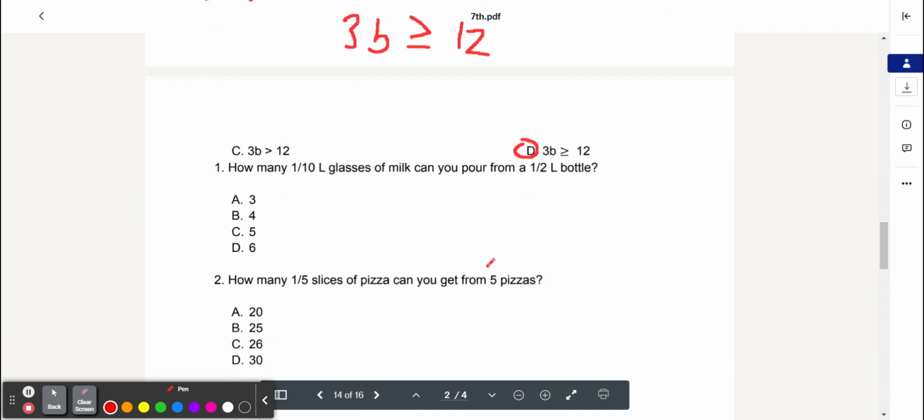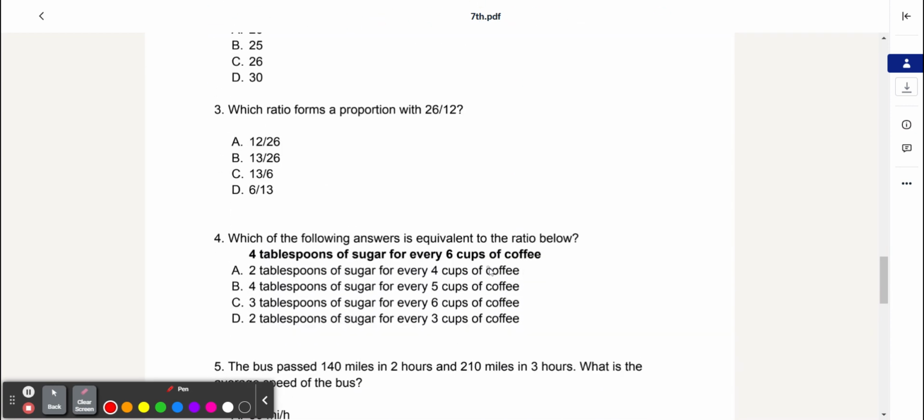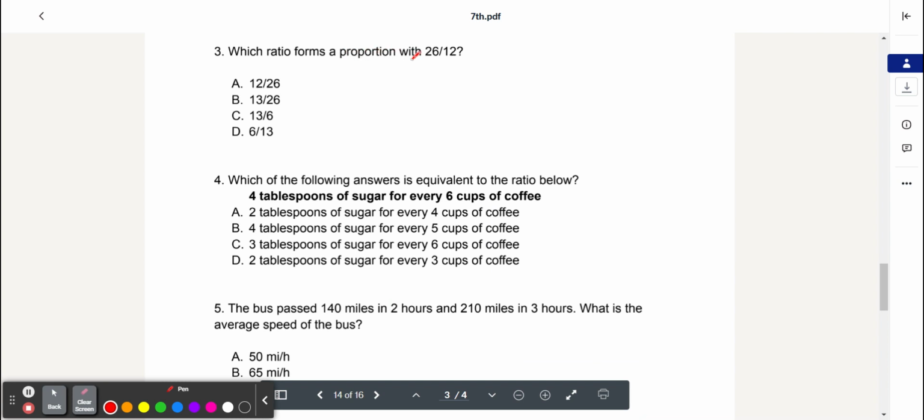Next, let's look at some ratios. So number 3, which ratio forms a proportion with 26 over 12? 26 divided by 12. Now, I'll give you a tip here. If you look at it, the ratio they give us, 26 is greater than 12, right? So the left number should be greater than the right number. 12 is not greater than 26, so it is not A. Same thing with B. C could be right because 13 is greater than 6. And then D also isn't right. And just like that, we eliminated 3 answer choices, so we know that the answer is C.